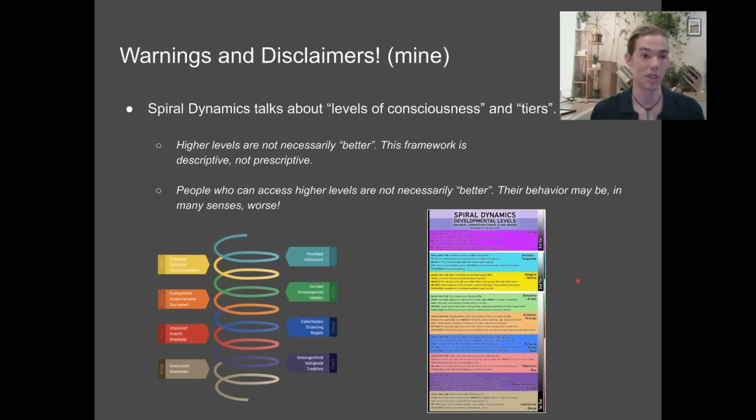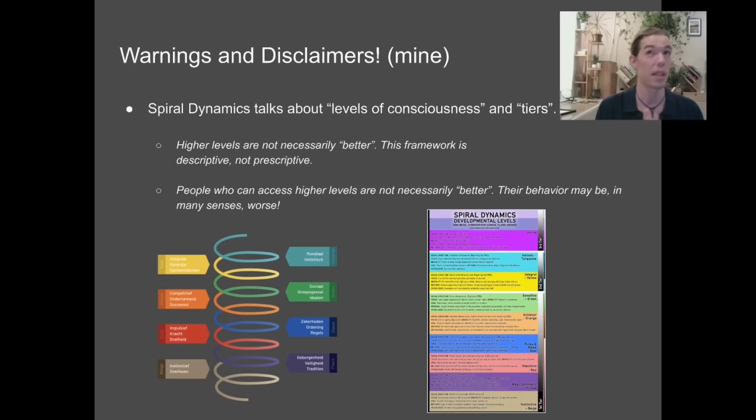Warnings and disclaimers, these are mine. Spiral Dynamics talks about levels of consciousness and tiers, and I think it's very tempting and a bit of a danger to think that higher tiers are better and that I want to be thinking at a higher level of consciousness. I'm going to warn against this. Higher tiers are not necessarily better in this system. This framework is descriptive, not prescriptive.